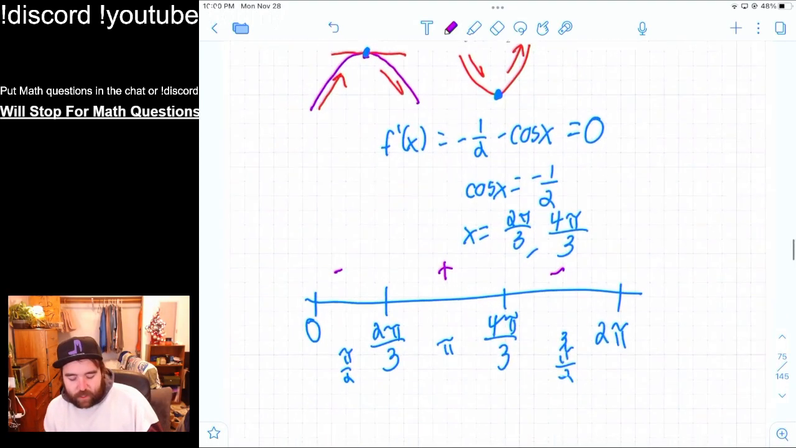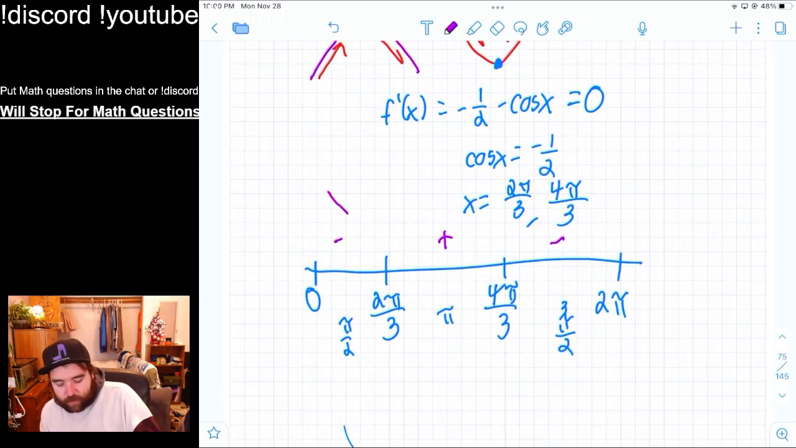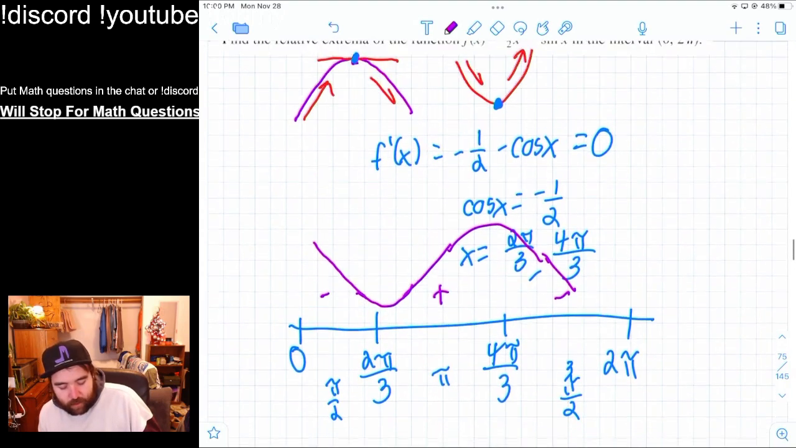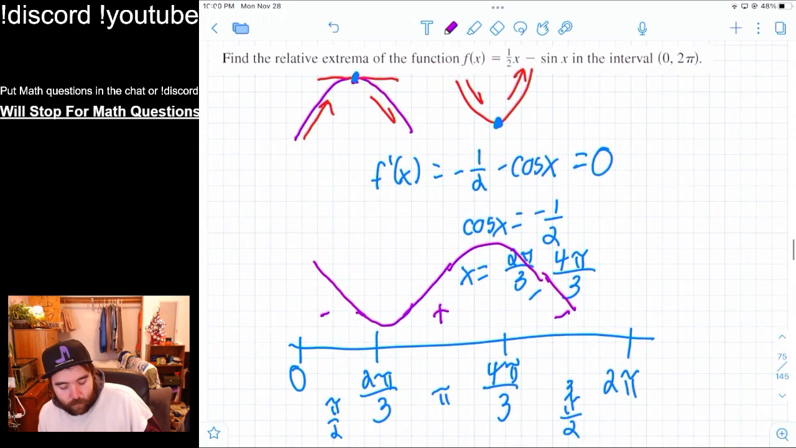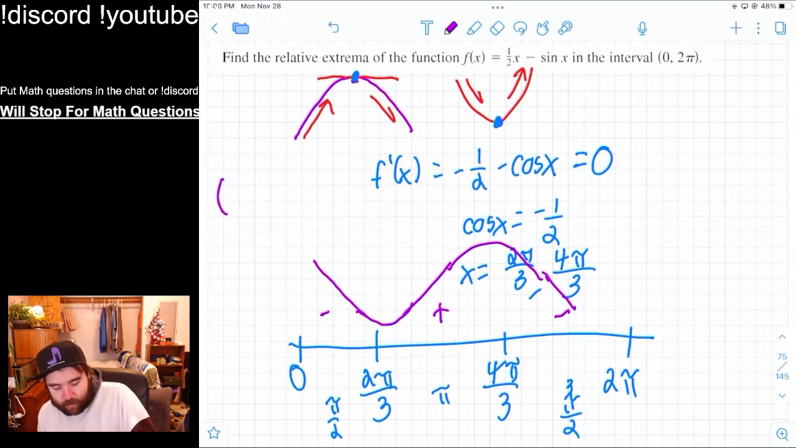So then we can even sketch out the graph here and say, like, all right, so here it's decreasing, here it's increasing, and here it's decreasing. And just when you do that, that allows you to see, like, where your mins are. So we definitely have a minimum at 2 pi over 3.